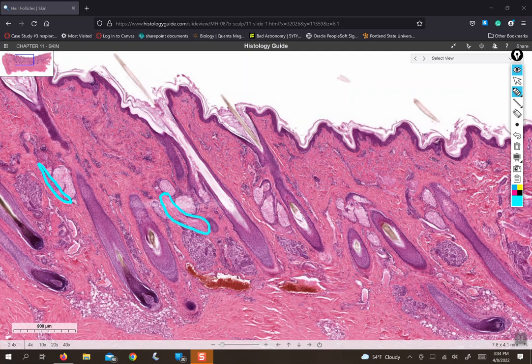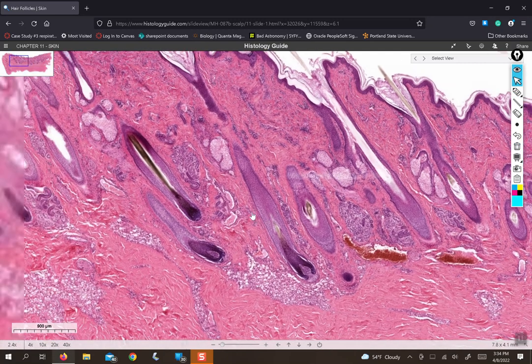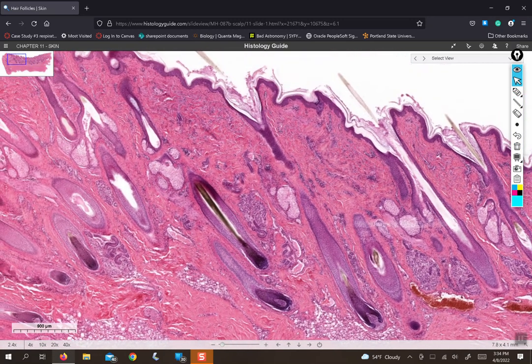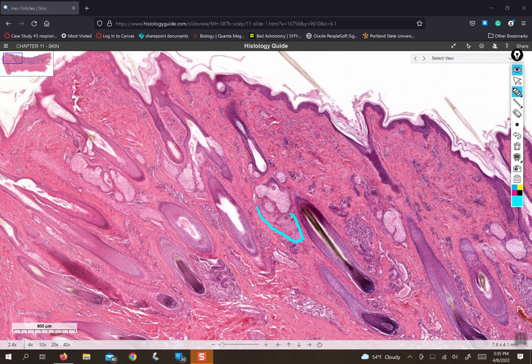So let's go look at some other examples because having many examples is good. Oh, look at that. So there's an erector pili muscle, again, cupping a sebaceous gland. Here's a really nice long erector pili muscle, and you can see it's cupping a sebaceous gland. So there's this repeating pattern where you've got hair shaft and follicle, sebaceous gland attached to that, and then sandwiching the sebaceous gland in is the erector pili muscle.